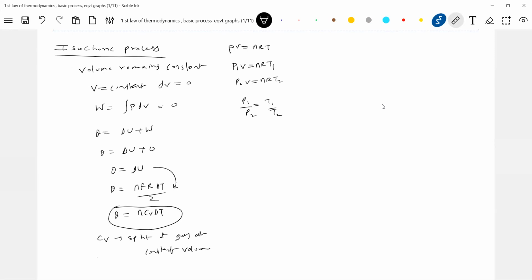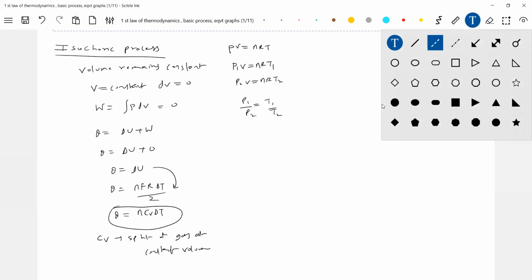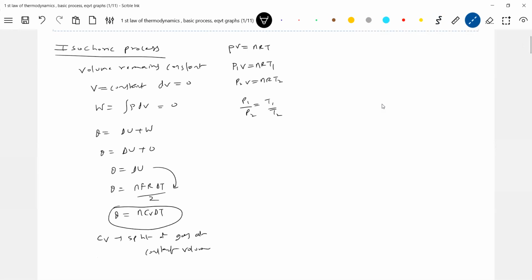Okay, let's go for plotting of all the graphs, the equivalent graphs. The first one.